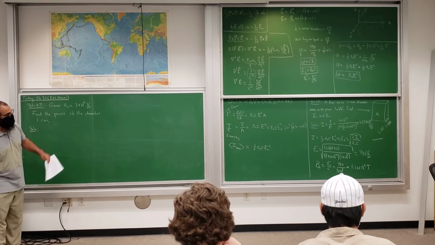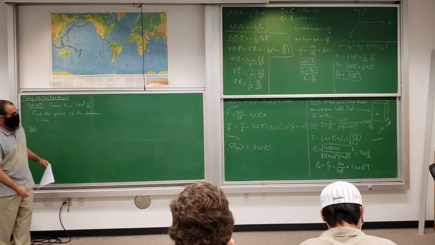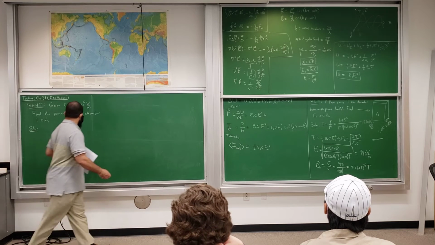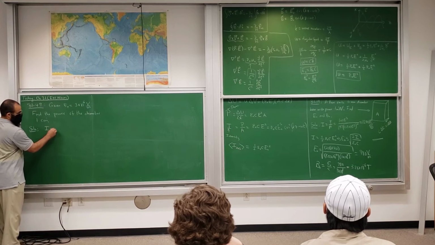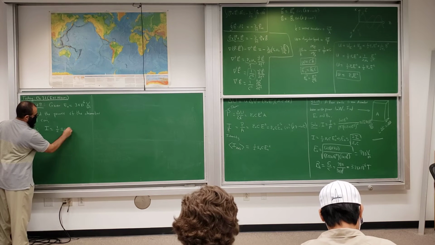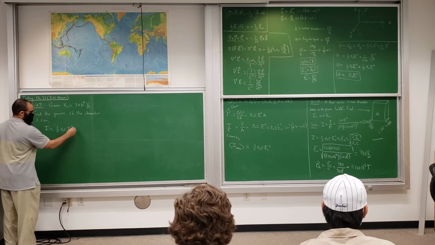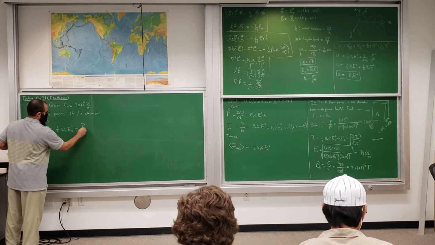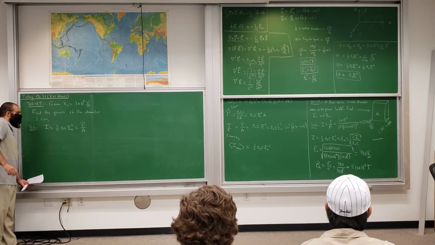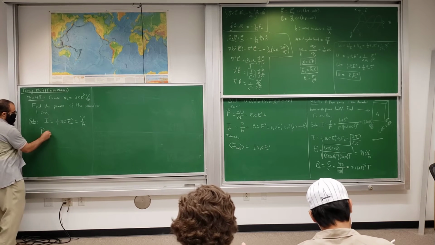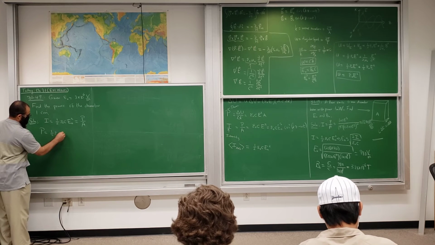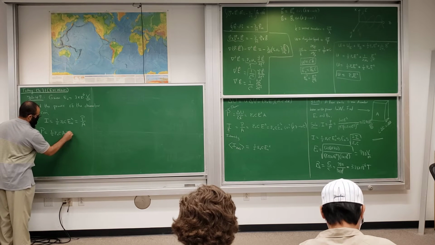Use your intensity formula. Intensity is 1/2 epsilon naught times C times E naught squared. But remember, intensity is power over area. So if I multiply both sides by the area, I will get the power, which is what I want. So the power will be 1/2 epsilon naught C area E naught squared.